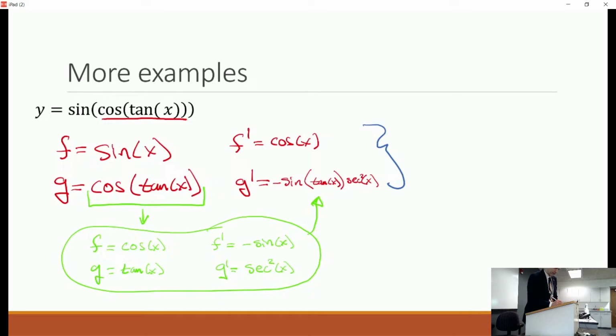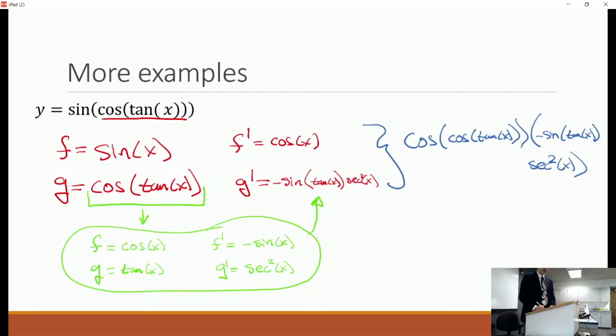So you have f prime of g of x, and the g is the red one. This is the cosine of tangent of x times g prime, negative sine, secant squared. Sorry, I've run out of room. That should all be on one line. My apologies. I can't move things around on here as easily as I can with Notability.